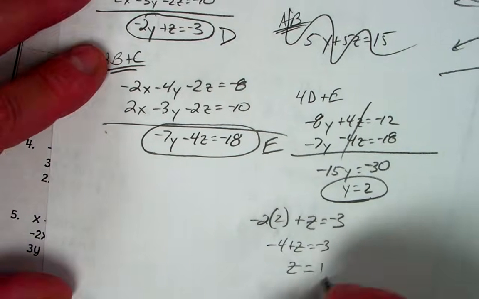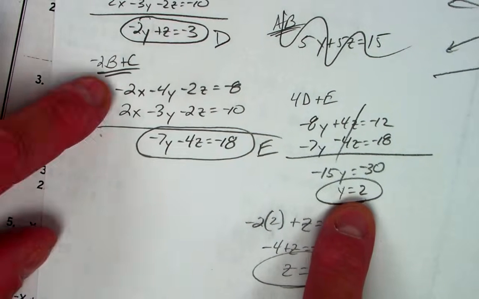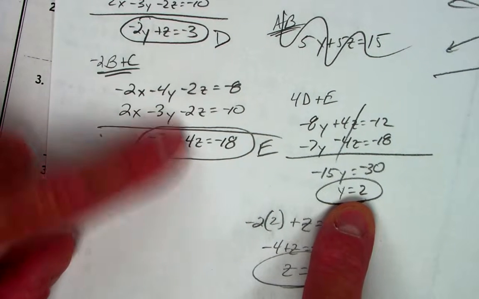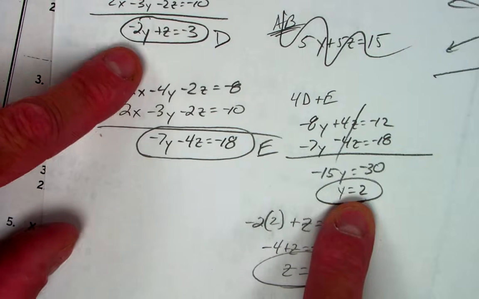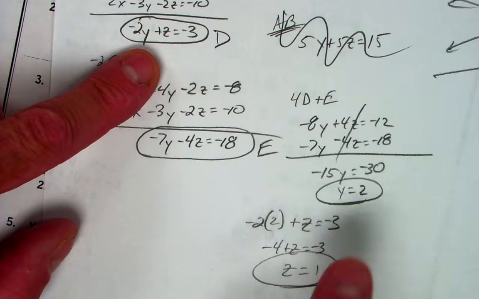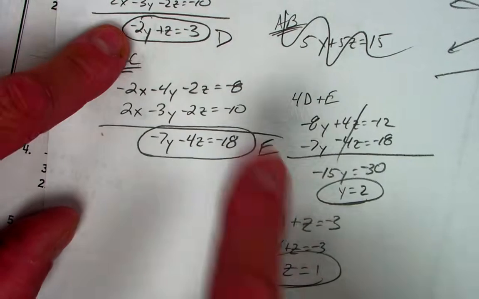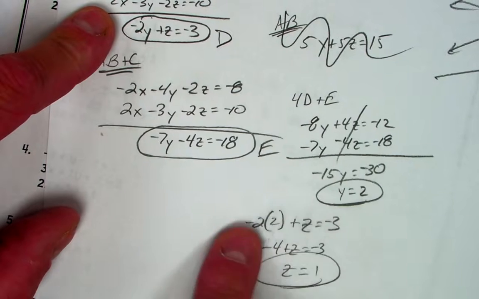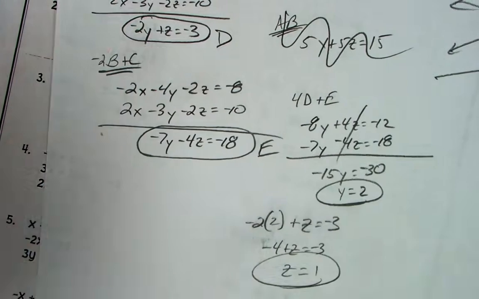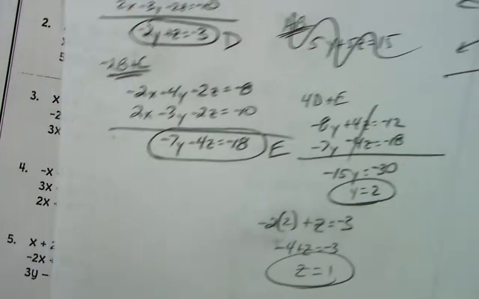So what'd you get for z? Uno, you are correct. Well done. Again, so what did I do? I took my y and I put it into the easiest equation that I have, which is this negative 2y plus z. And I got 1. Do you think we're done? No. We got to find our x.